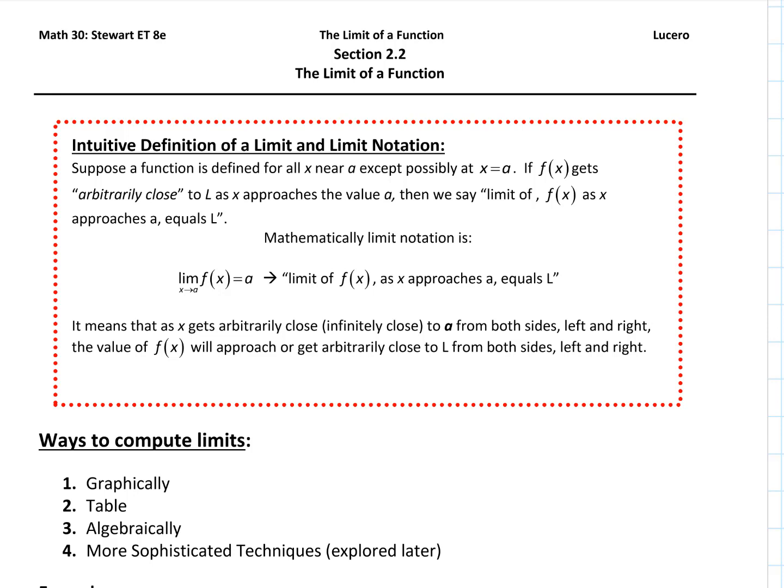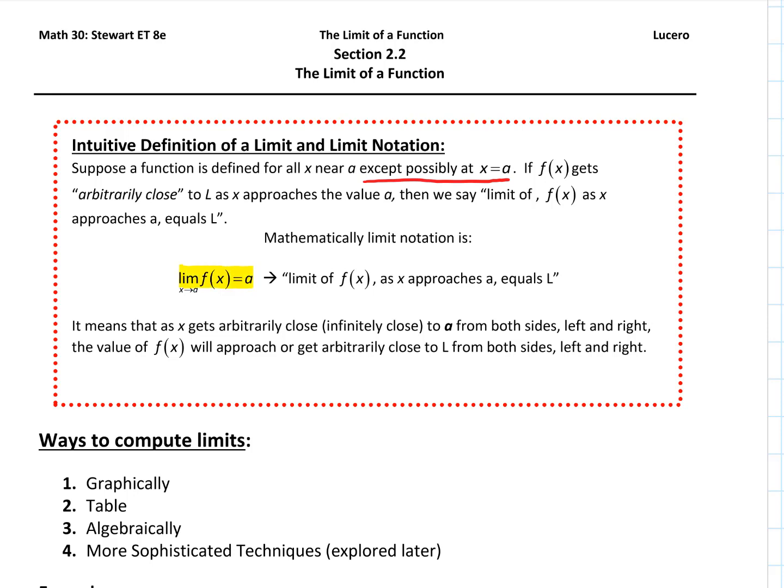So let's suppose that we have a function defined for all x near a point A, near a point x equals A, except possibly right at x equals A. We'll get into that piece, except possibly at x equals A, when we start looking at some examples. So if f of x gets arbitrarily close to some value L as x approaches the value A, then what we say mathematically is the limit of f of x as x approaches A is equal to L. And so here is the notation.